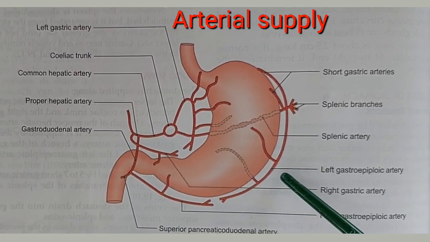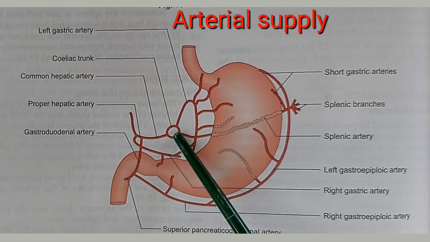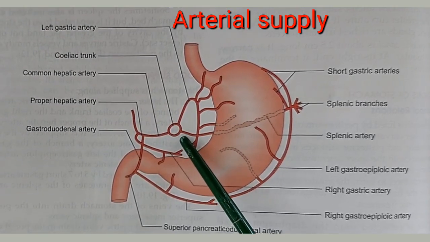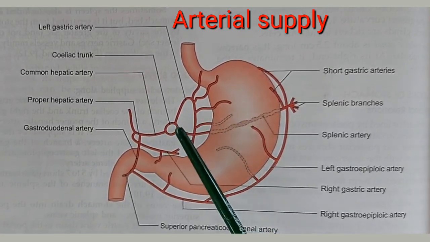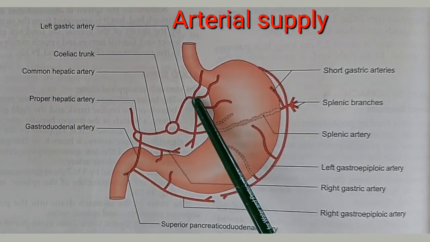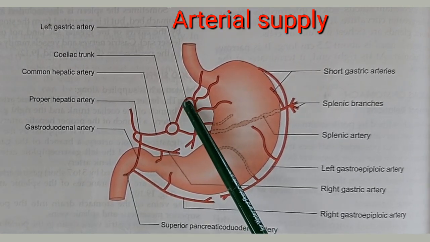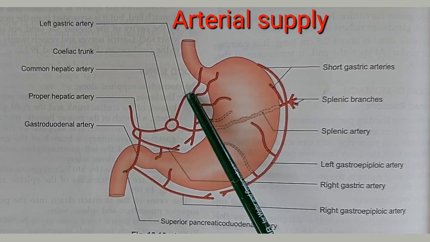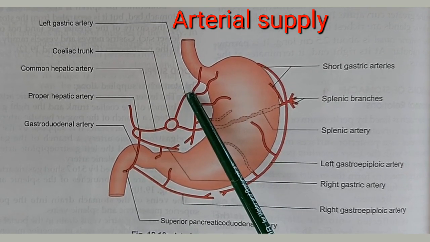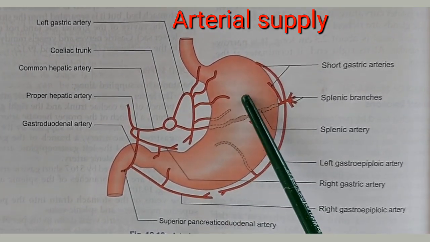Arterial supply of the stomach. The stomach is supplied by the celiac trunk directly or indirectly with its branches. The arteries are left gastric artery, which is a branch of celiac trunk. It reaches the lesser curvature within the lesser omentum, and it is the principal artery of the stomach which supplies the upper two-thirds of the stomach.